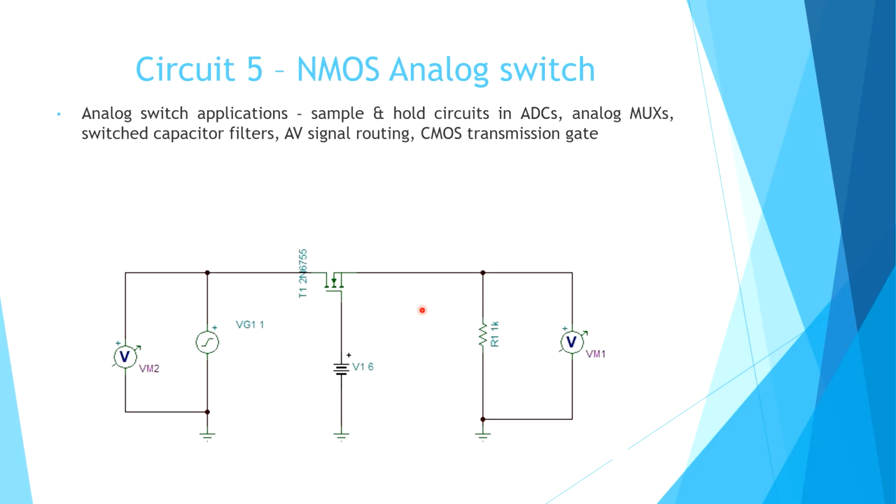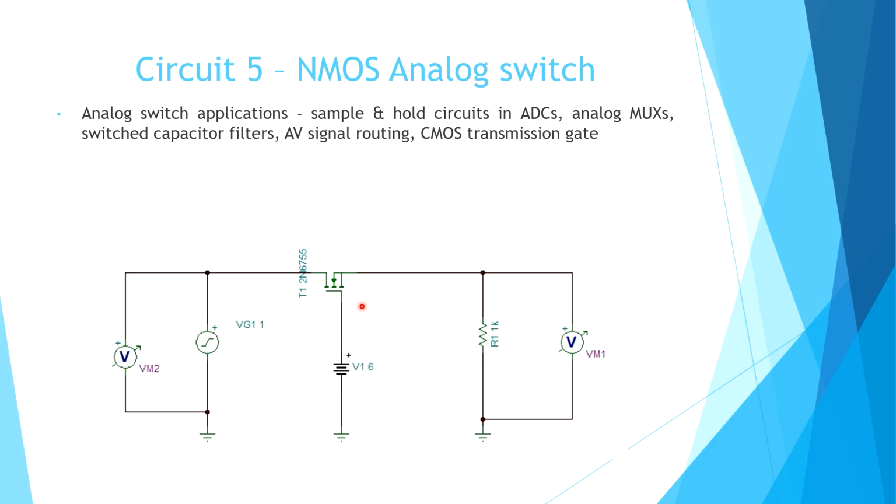Another application is the NMOS analog switch. It has many applications as given here. There is an input signal, directly connected to the drain, and the output resistor is connected to the source, and then we give some voltage here to turn on the MOSFET. When it is turned on, the switch is closed because the channel is formed, and it acts as a closed switch. The resistance here will be zero, so there will be zero drop here.